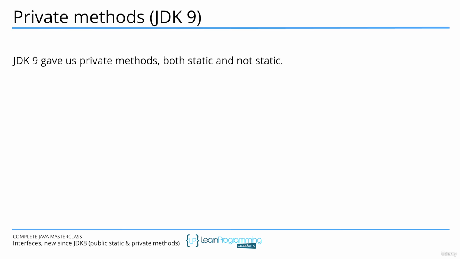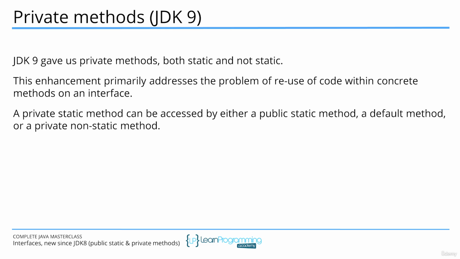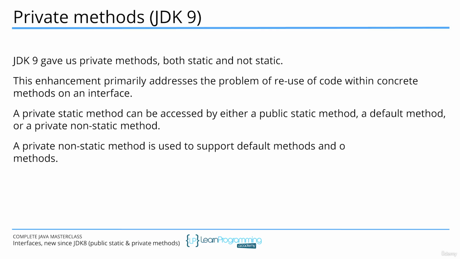JDK 9 gave us private methods, both static and not static. This enhancement primarily addresses the problem of reuse of code within concrete methods on an interface. A private static method can be accessed by either a public static method, a default method, or a private non-static method. A private non-static method is used to support default methods and other private methods.